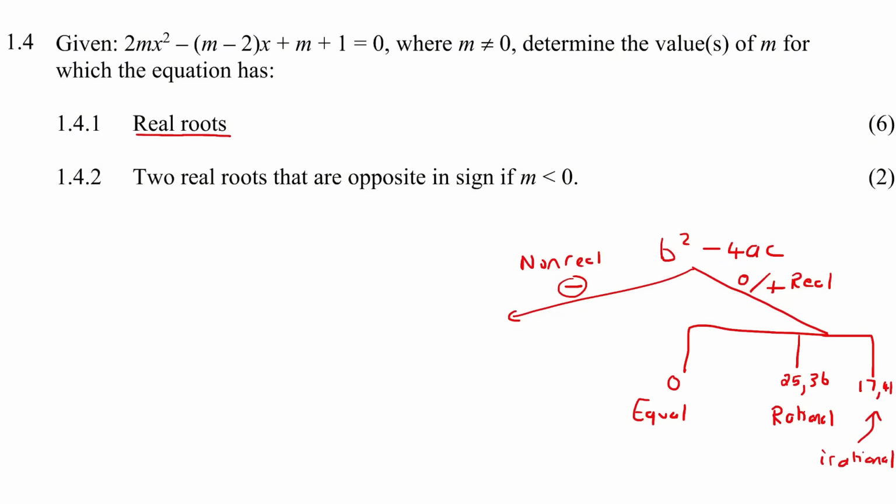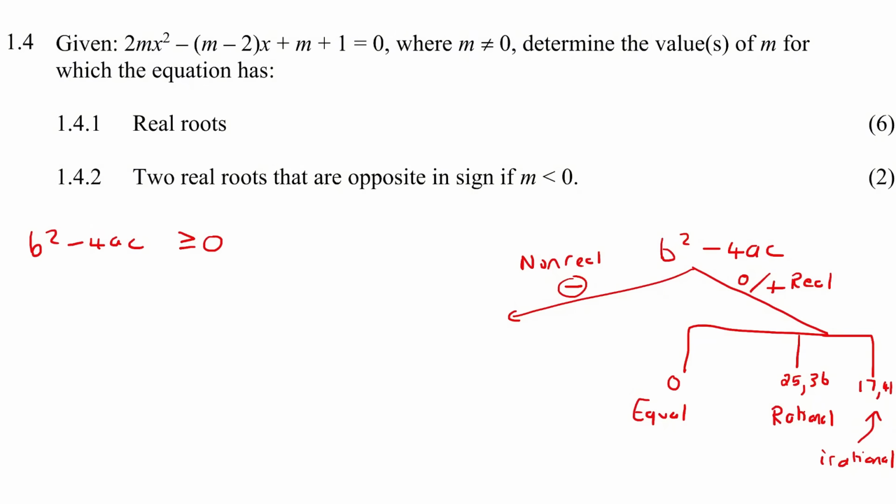They want to know, what must the value of m be so that the roots are real? Well, where do we see real over here? Real is here. So we know that the b squared minus 4ac must be bigger than or equal to 0. That's exactly what this is saying. It can be 0, but it can also be something that is positive. So that is what that says over there.